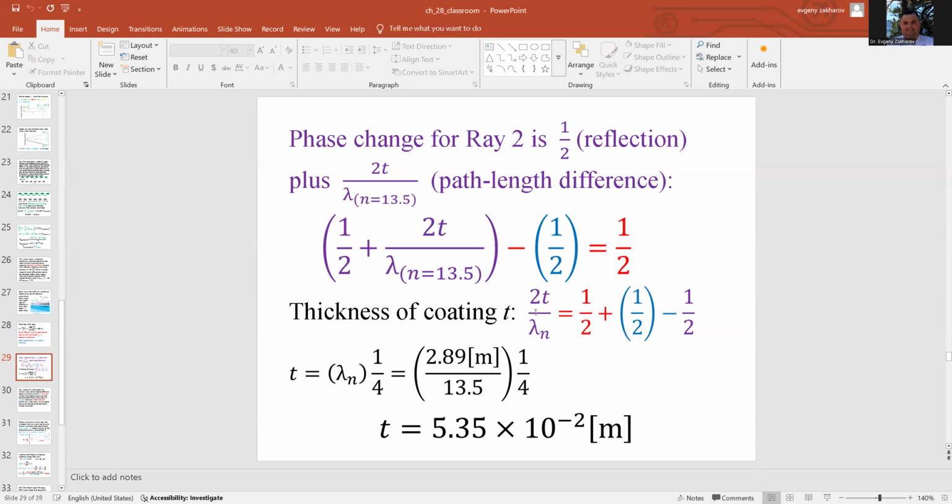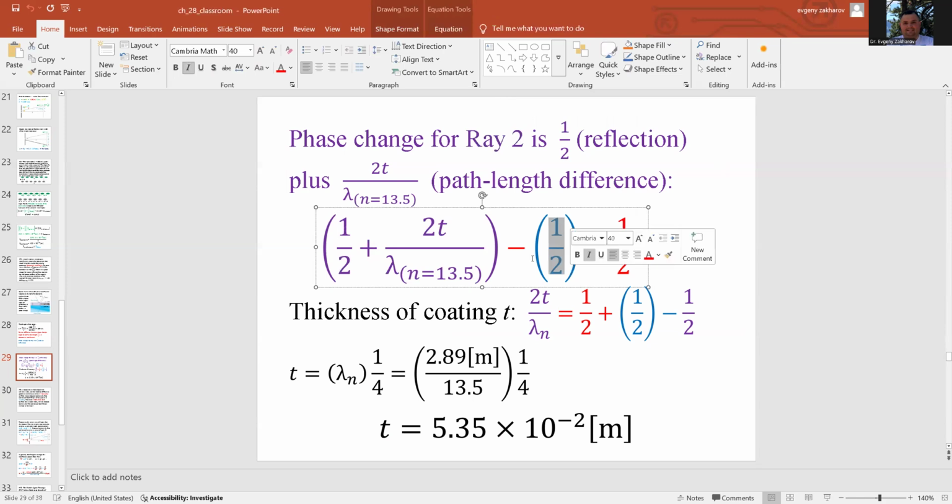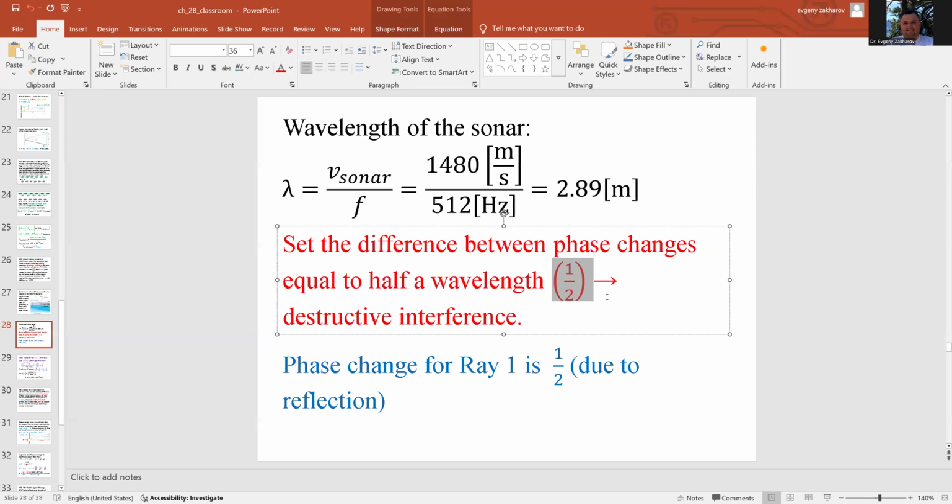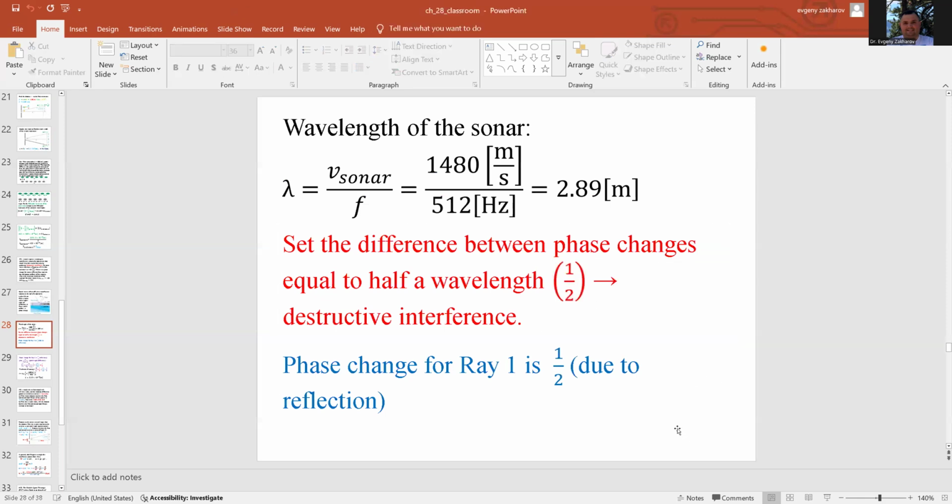Yeah, it might sound a little complicated here, but just follow the colors. The purple colors are for the second ray, the blue colors are for the first ray, and the red color is your destructive interference. Should make sense.